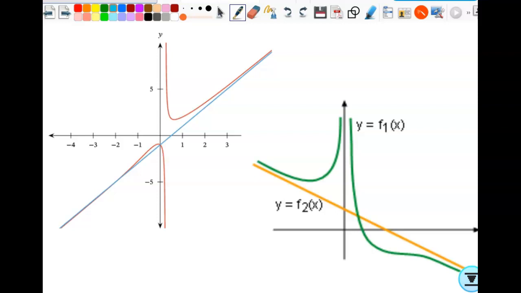Here's one where it's a little easier to see. We have a vertical asymptote. Here's our slant asymptote. It crosses it, and then it hugs it from underneath. Okay? And I think I just have one more to show you.